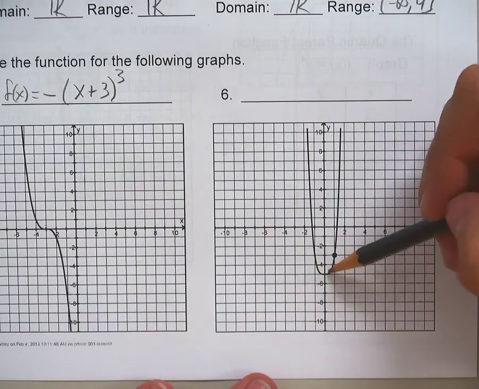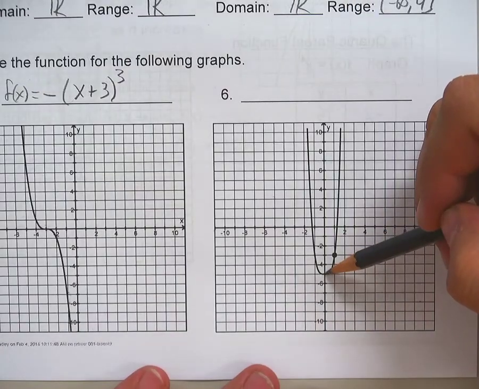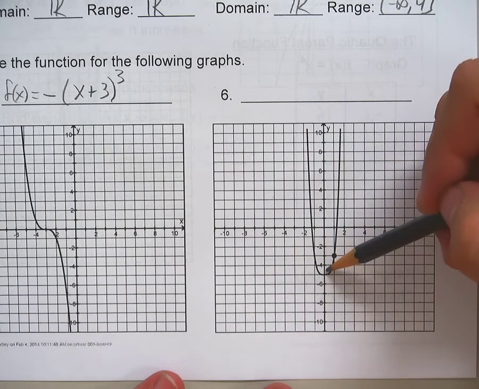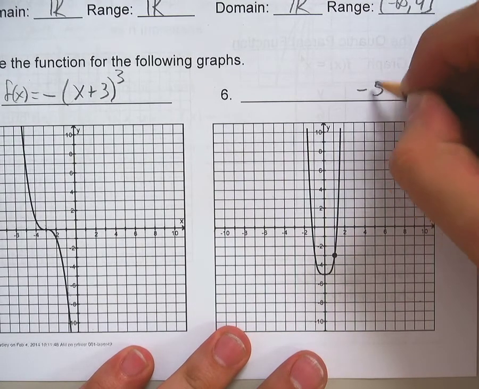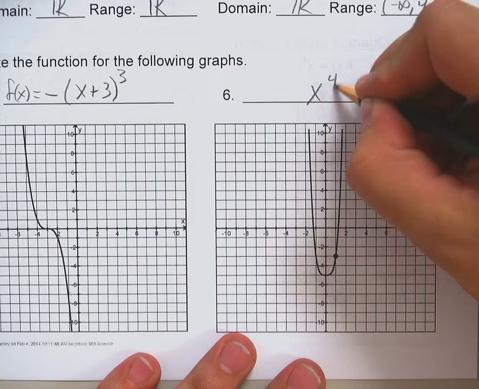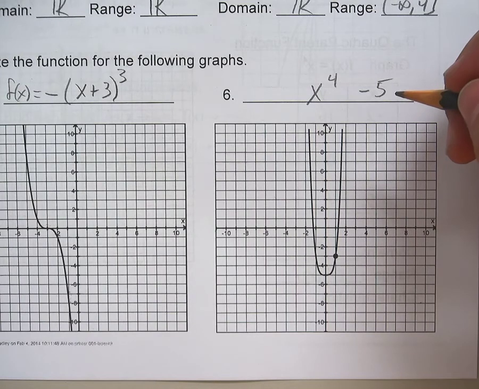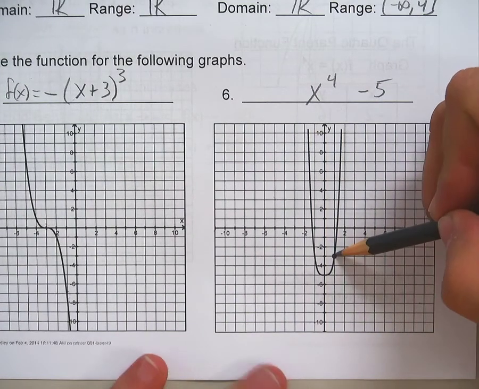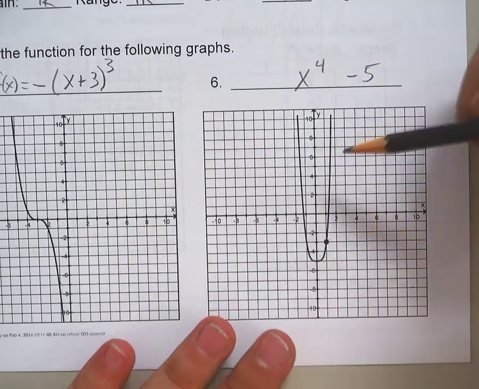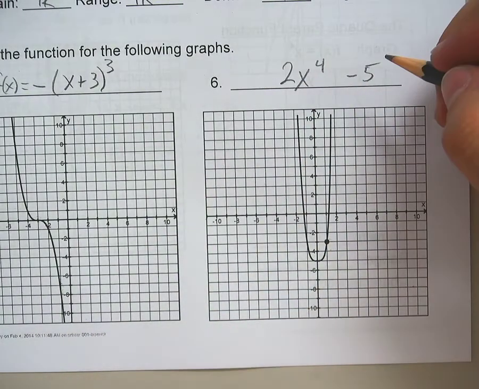Number 6, it looks like a parabola, but this end is way too flat. It's obviously going to be a quartic, right? Which means I need x to the 4th. Where's it going? It's going down 5. It's x to the 4th. Now, am I stretching or am I shrinking? Well, they give me a point right here. This was up 1 over 1. Now it's up 2 over 1. So I'm stretching. 2x to the 4th minus 5.